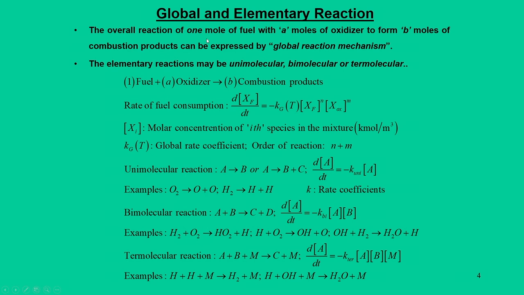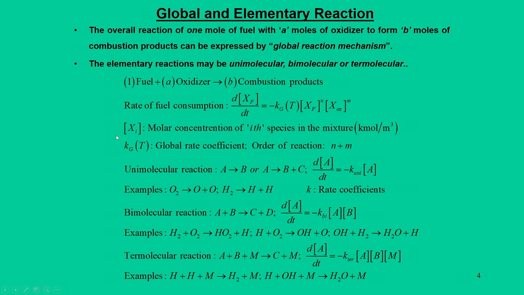So, if you recall our reactions, in our last class we discussed global and elementary reactions. What we said is that a moles of fuel, when mixed with b moles of oxidizer, gives c moles of combustion products. From this we can find the rate of fuel consumption in the form of global rate coefficients and the concentrations of fuel and oxidizer. This we see in a global form and we call this a global reaction.